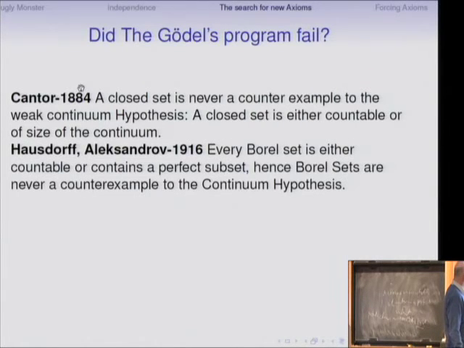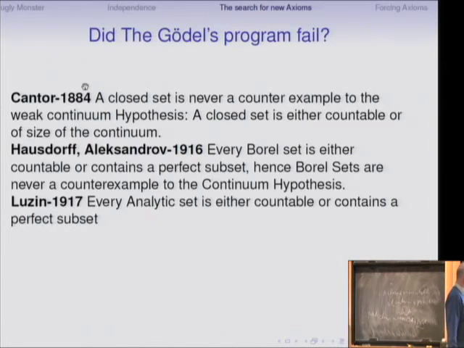It did not succeed very far, but Hausdorff and Alexandrov independently showed that every Borel set, the collection of sets you get by closing the open and the closed sets under countable unions, intersections, or complements, is either countable or contains a perfect subset. Hence, a Borel set, this is again an example of something more effective, something you can describe, can never be a counterexample to the continuum hypothesis. It's always either countable or contains a perfect subset.